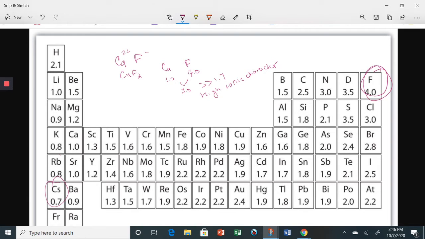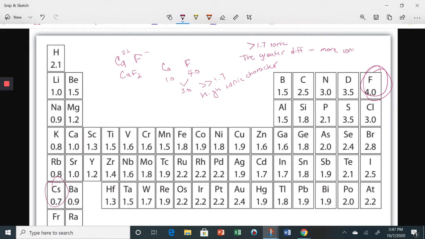You can have different amounts of differences that come closer to 1.7. So on that scale, if you were to take two things and take the electronegativity difference, anything that is greater than 1.7 is considered ionic. Okay. The greater the difference, so the larger that value, we say the more ionic in character it is.